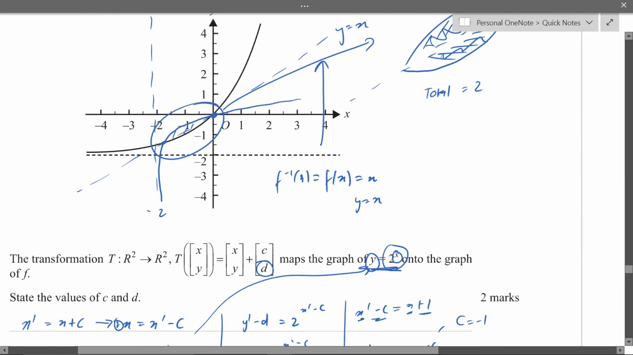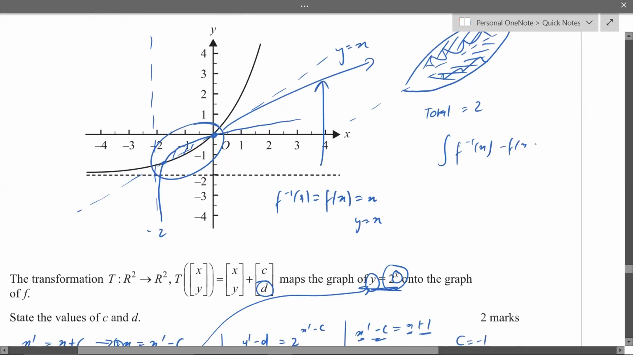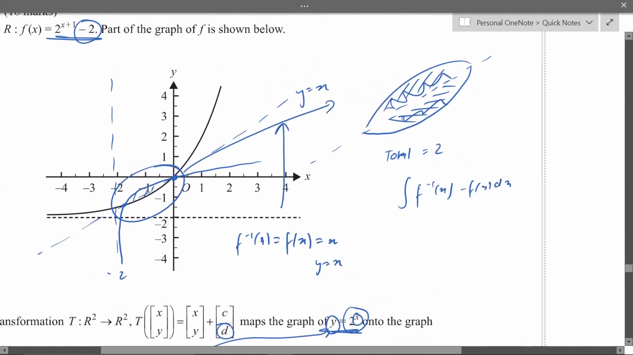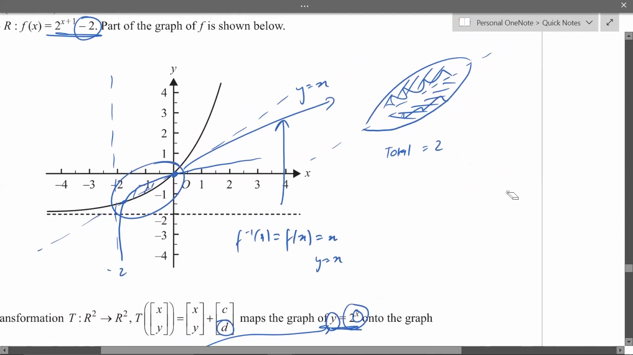That's helpful because normally to find the area, you would put f inverse(x) as the top one, so the integral of f inverse(x) minus f(x) dx. That's how you would find the area. But a lot of times the CAS will not work for this, or it will give you a weird answer because it gets a bit complicated. So what you do is try to find the same area written in a different form.